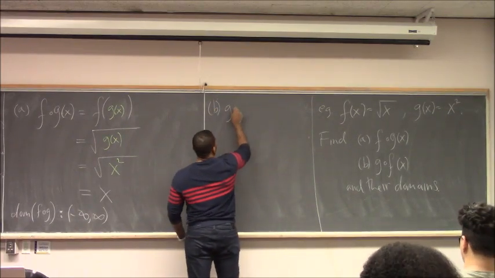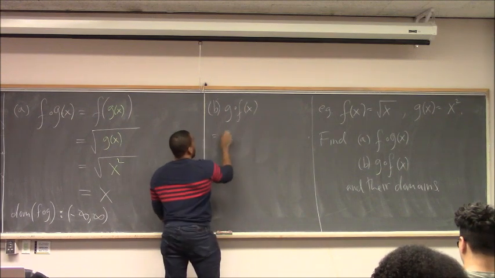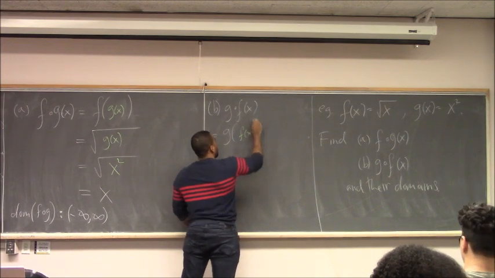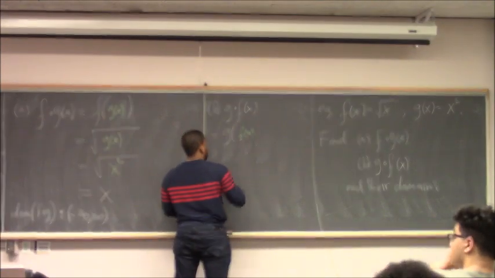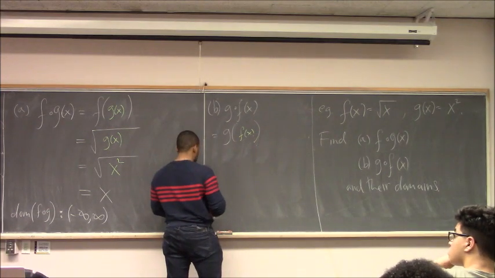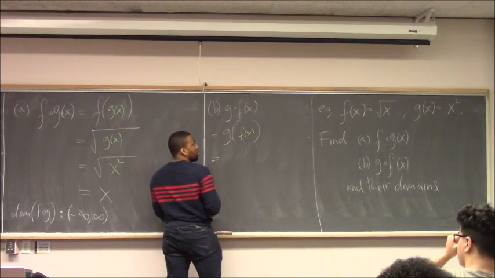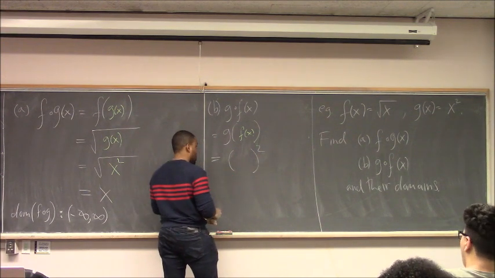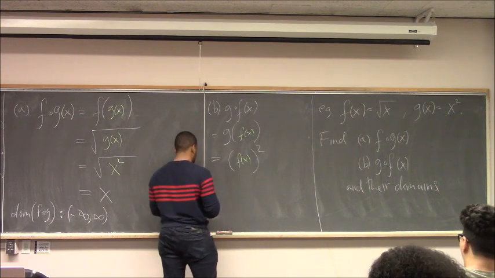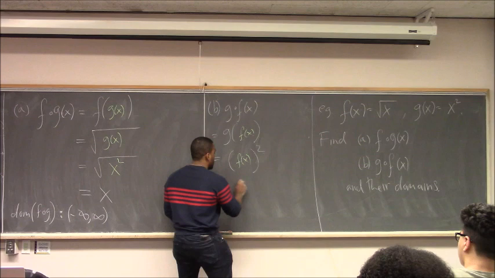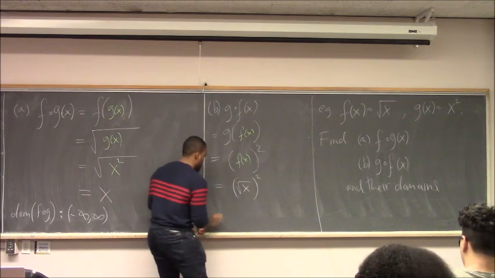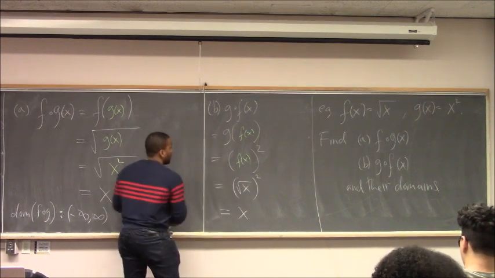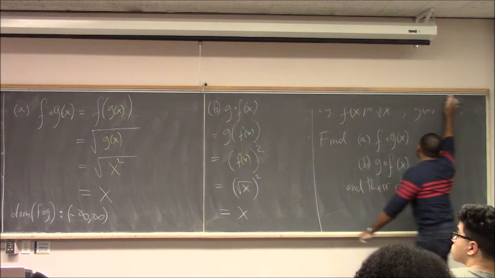B. So here we have g of f of x. Remember, this just means g of f of x. And so this means we go to the function g. Wherever we see an x, we open a void. And inside that void, we're going to put f. So this basically means we're going to have the square root of x squared. If you were to simplify that, what would you get? You get x. Now, if I ask you what is the domain of that?